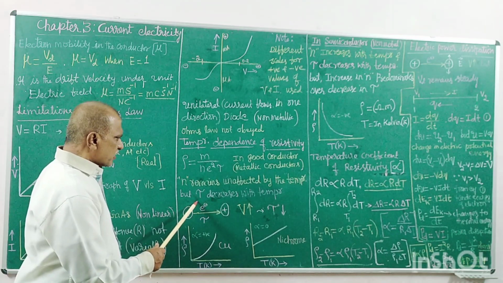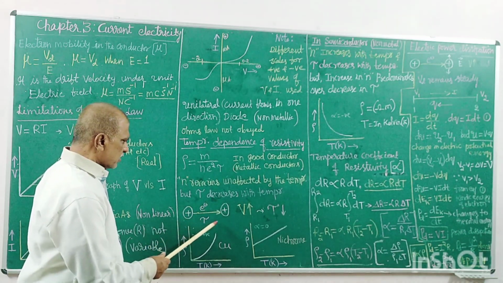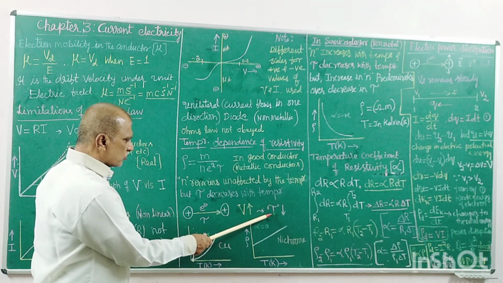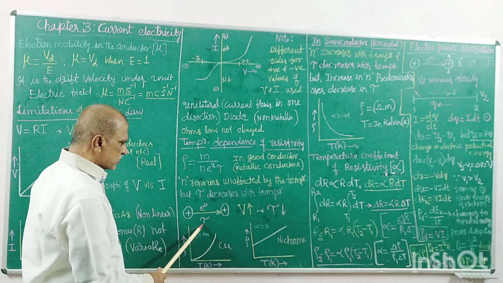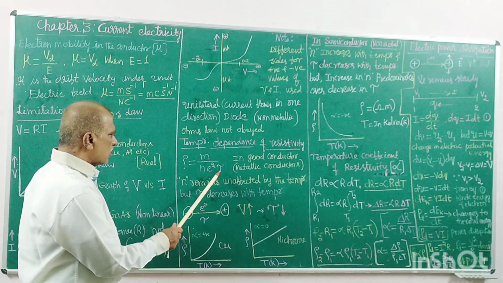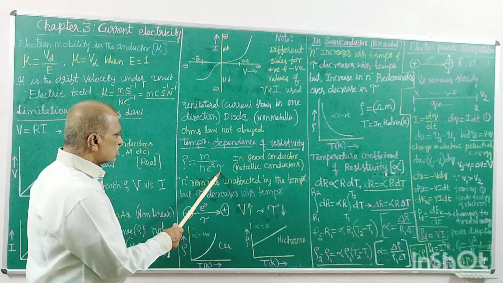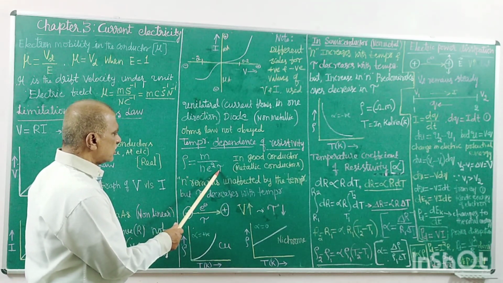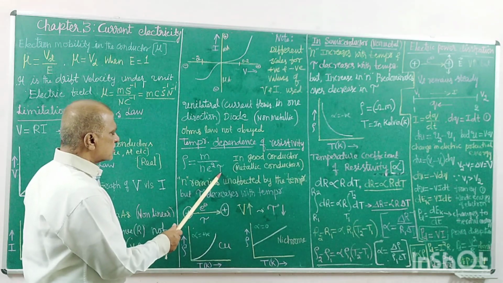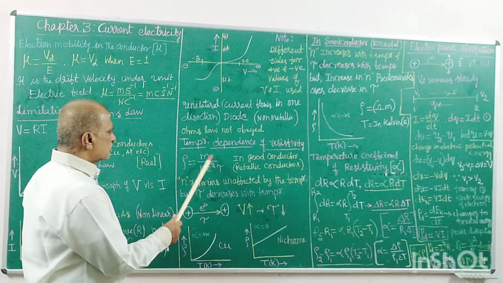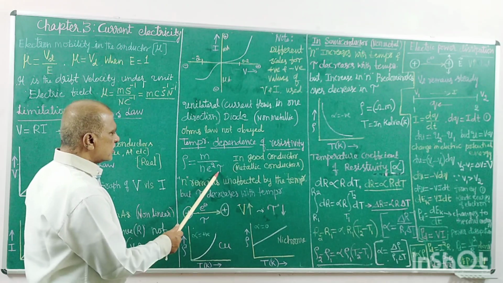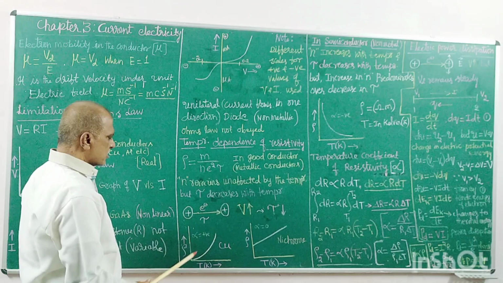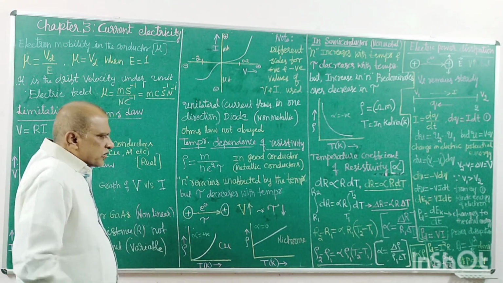So with the increase of temperature, the thermal velocity increases, and τ, the relaxation time, decreases. As temperature increases, τ decreases. Look at this: rho and τ are inversely proportional. As τ decreases, rho should increase. So this equation says that with the increase of temperature, resistivity increases. That is shown in the graphical representation.